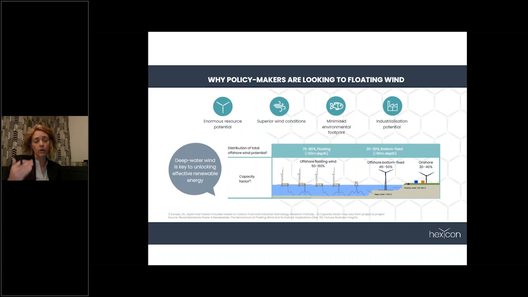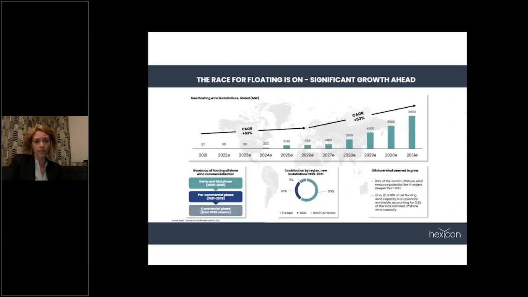And so as we go into deeper waters and as we go further off of shore, we find ourselves into a very compelling mix of enormous wind resource potential with high availability rates, high capacity factors is the term of art that's used in the industry, as well as important improvements in terms of minimizing the environmental footprint that is associated with the construction and operation of these projects, as well as significant opportunity for industrialization. And so really it's the ability to unlock large-scale wind in pursuit of our decarbonization goals that is so abundantly important.